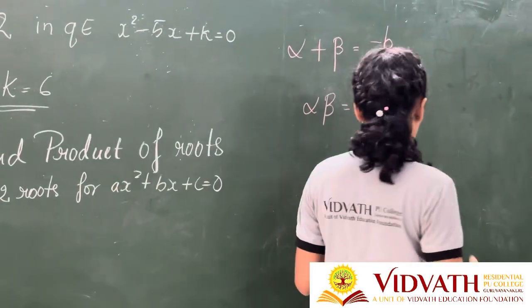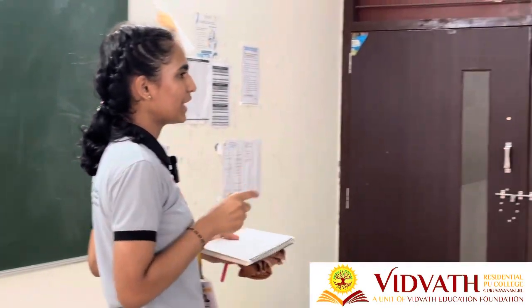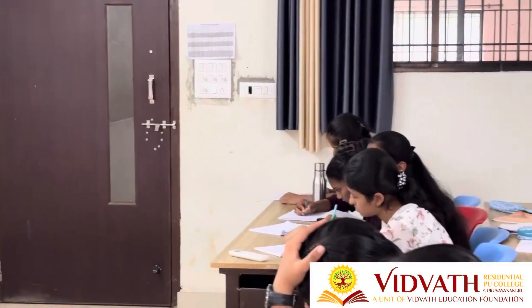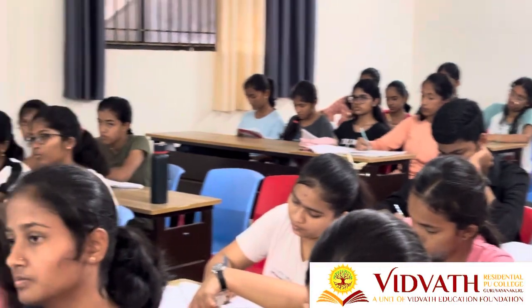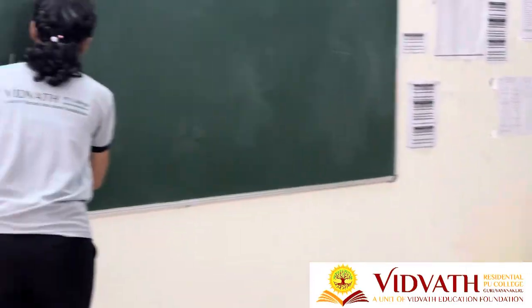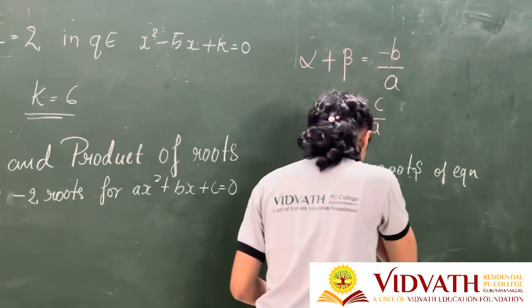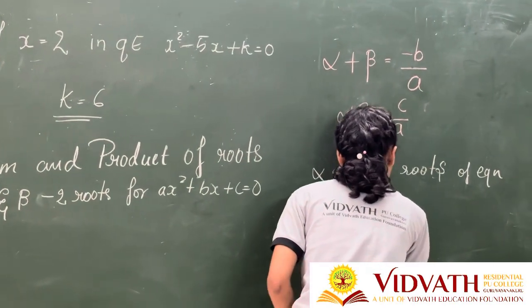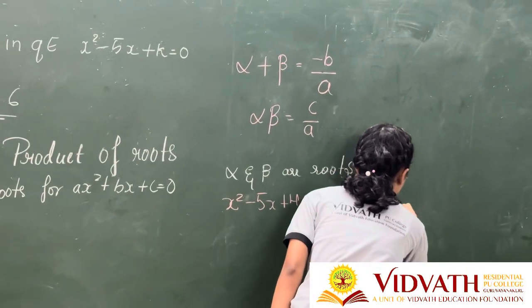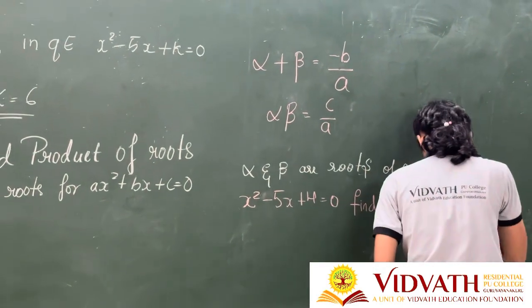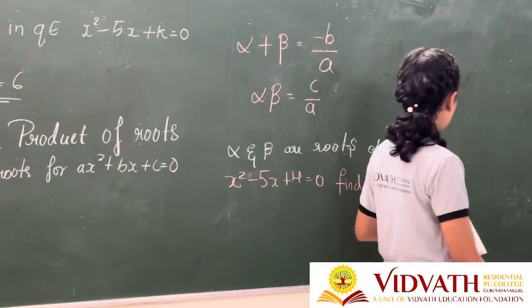c is a constant. Okay, take down another question. If alpha and beta are roots of an equation x square minus 5x, wait, I'll write. Alpha and beta are roots, then find 1 by alpha plus 1 by beta minus 2 alpha. Can you find the answer and say?